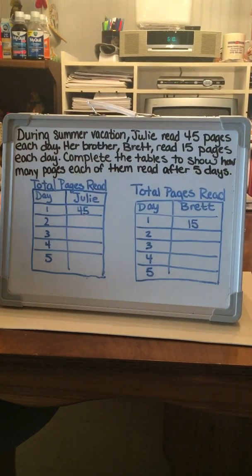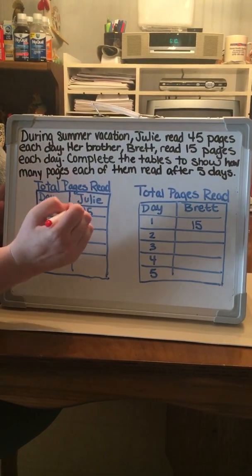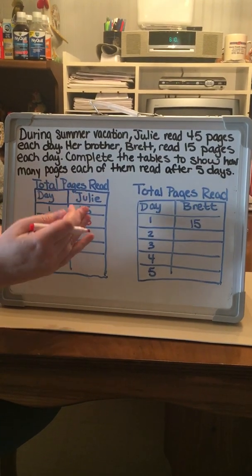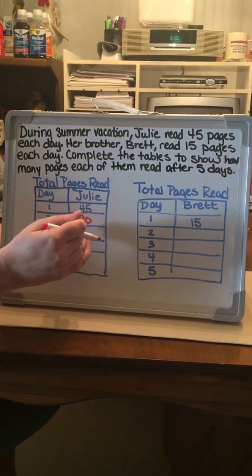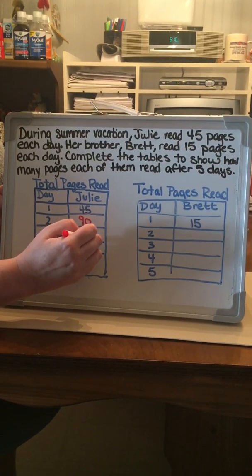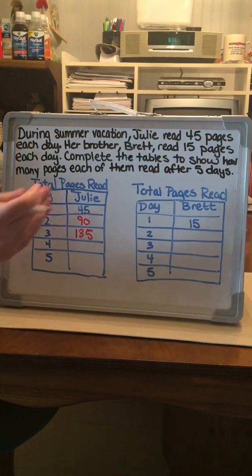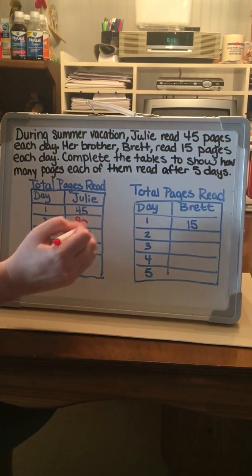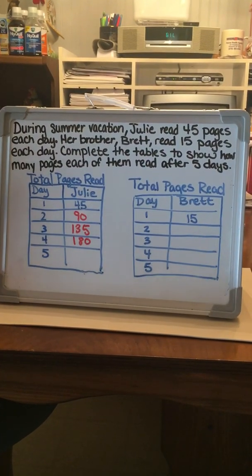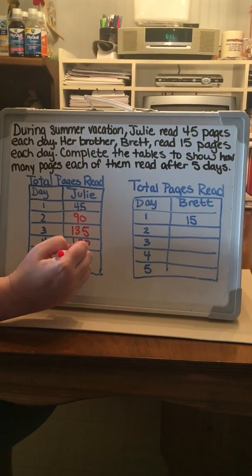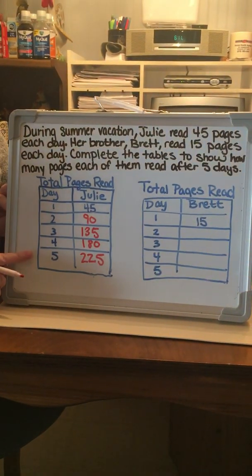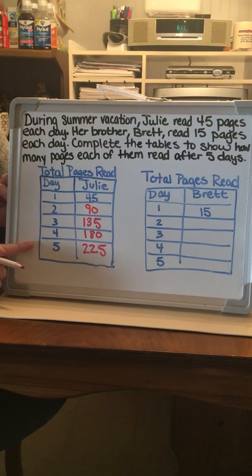Brett's numerical pattern. So if we continue to add 45 to Julie's, her next number would be 90, because 45 plus 45 equals 90. Now, if we add another 45 for day 3, her number would go up to 135. Okay? And then if we would add another 45 to Julie's, her number would go up to 180. And if we continue with that pattern of adding 45 to Julie's, her number would eventually go up to 225. So after 5 days, Julie would have read 225 pages.